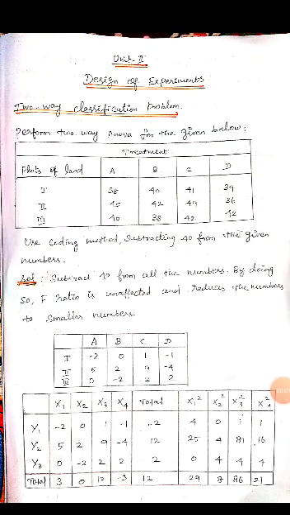Dear students, today we start Unit 2, Design of Experiments. We discuss the two-way classification problem. Here, the problem is to perform the two-way ANOVA table for the data given below. Treatments and plots of land will be given. There are four types of treatment: A, B, C, D. The plots of land will be Roman numerals 1, 2, 3.